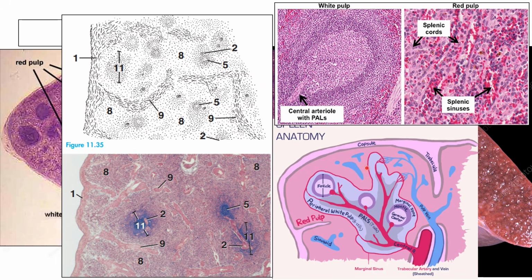And then in the red pulp, you would have your splenic cords and your splenic sinuses. And as what we have said earlier, these sinuses usually they are your capillaries. What type of capillaries? Your sinusoidal type of capillaries. Okay.